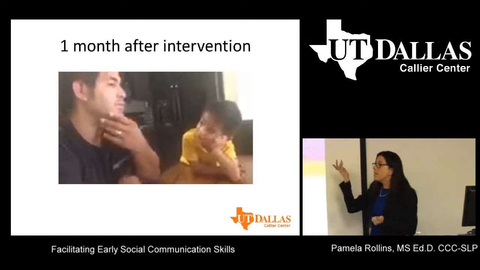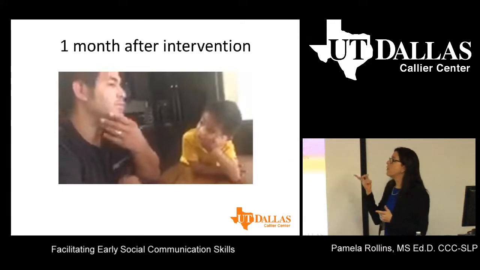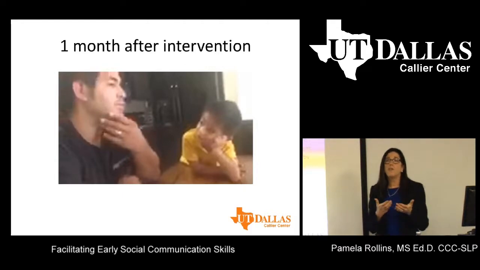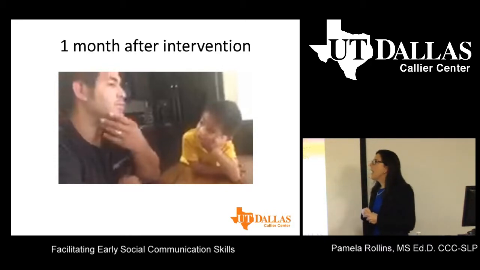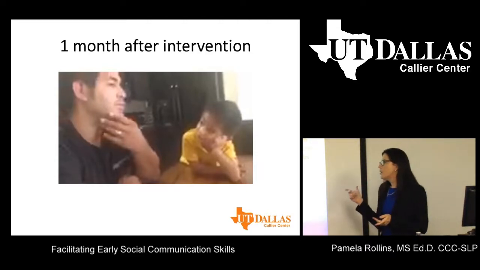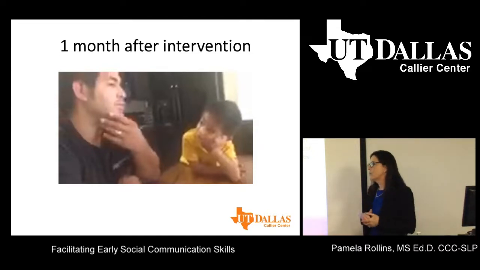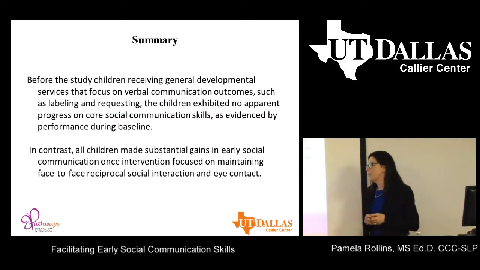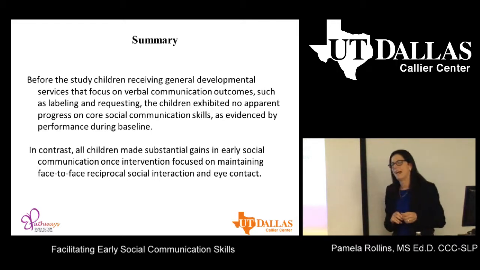So the summary of this study: before the study, the children were receiving general developmental services that focused on verbal communication outcomes, such as labeling and requesting, and the children exhibited no apparent progress in core social communication skills as evidenced by performance during baseline. In contrast, all children made substantial gains in early social communication once intervention focused on maintaining face-to-face reciprocal social interaction and eye contact.